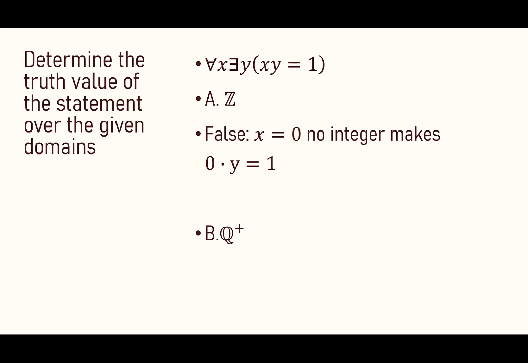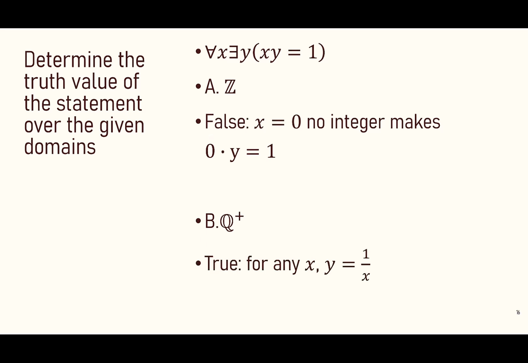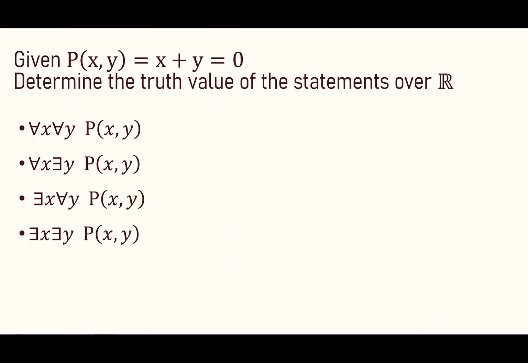In part B, we're changing the domain to positive rational numbers. That means anything I can make as a fraction of two integers that are both positive. In this case, our statement is true because for any x, I can make y 1 over x, then x times 1 over x will be equal to 1. For our last example, we'll use the predicate p of x y equals x plus y equals 0, and we'll use the domain of the reals.